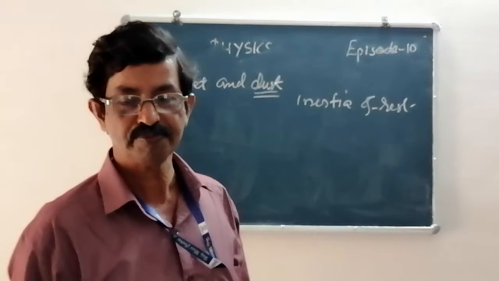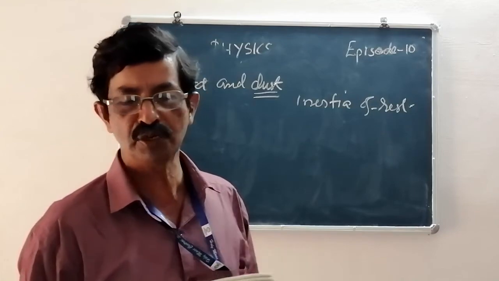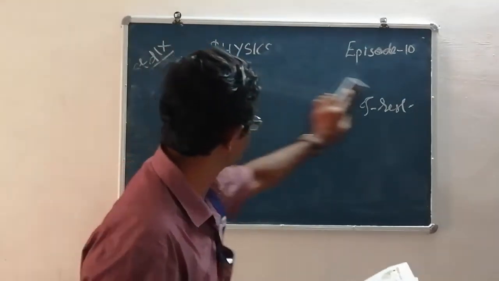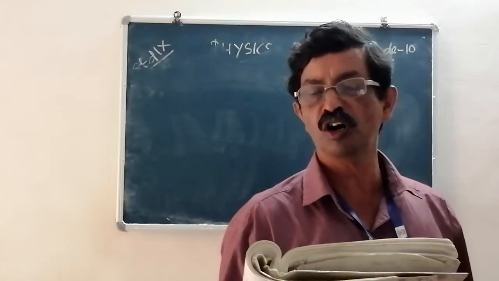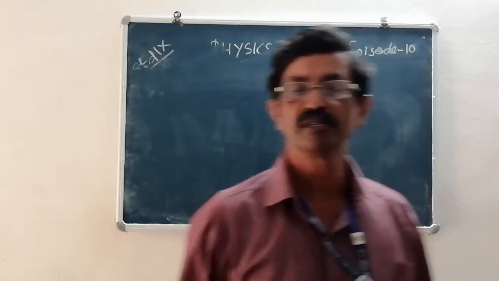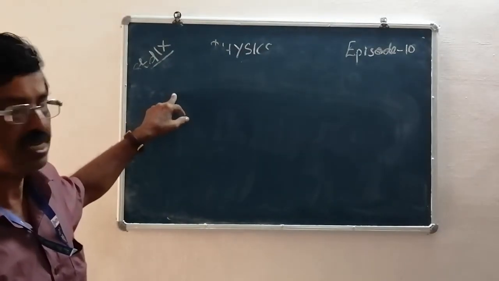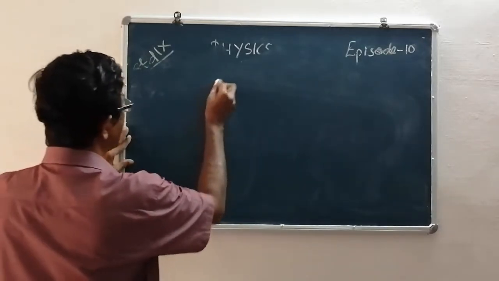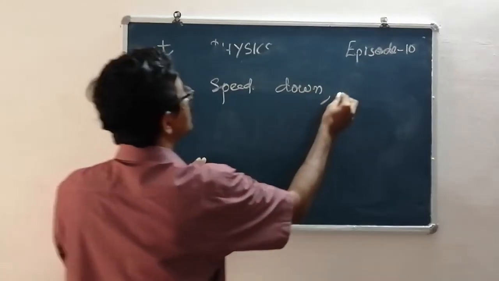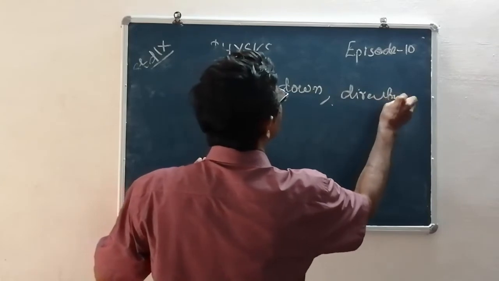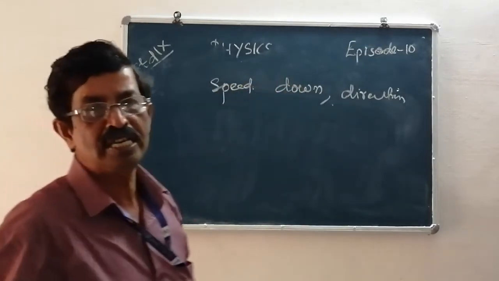And third question, C. Why is it advised to tie any luggage kept on the roof of a bus with a rope? See, why is it advised to tie any luggage kept on the roof of a bus with a rope? We see, when the bus is moving, due to inertia, when it speeds up or slows down or changes direction, the luggage can fall down.